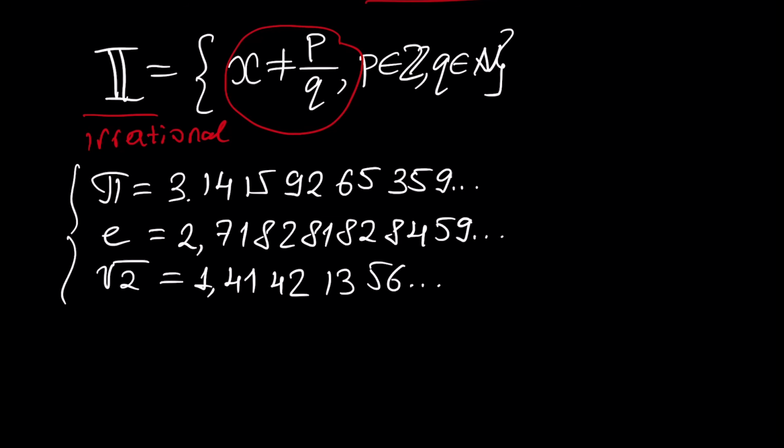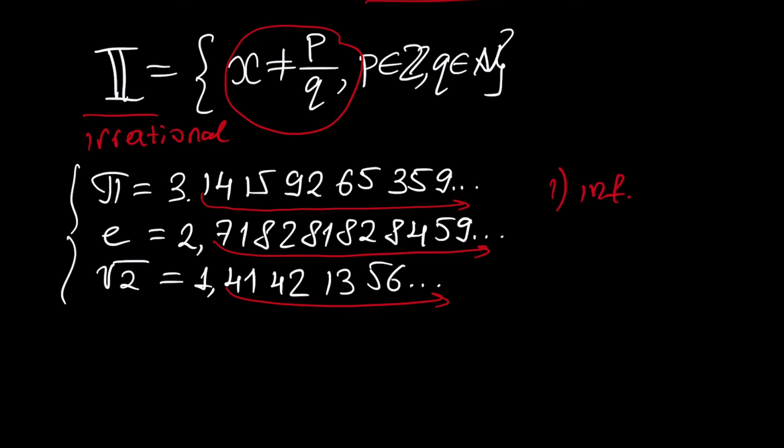The common thing is that the number of digits in its decimal representation is infinite, and it doesn't have a period. Let's write it. First, infinite digits, and second, no period. And it's obvious that these numbers are not of the two kinds of decimal representation for rational numbers. That is why these numbers are not rational. They are irrational.